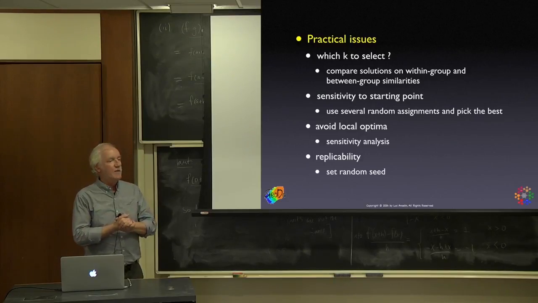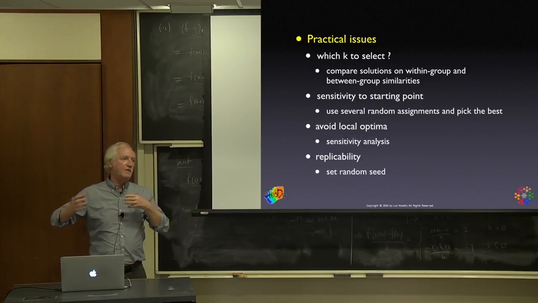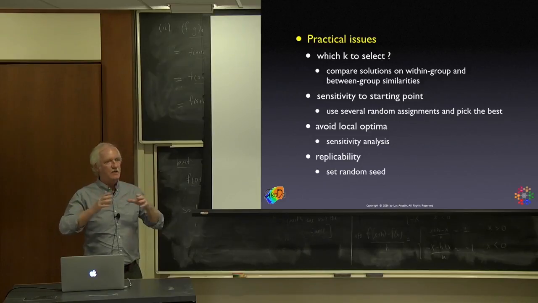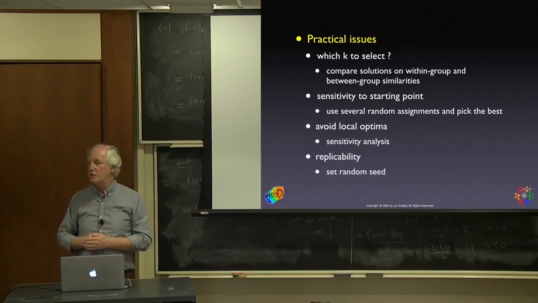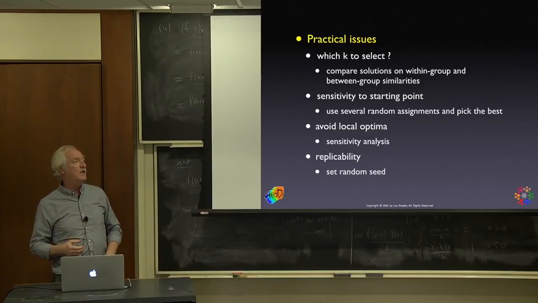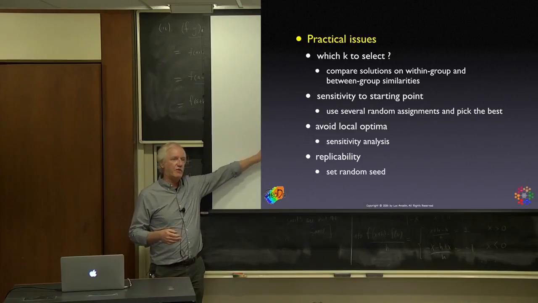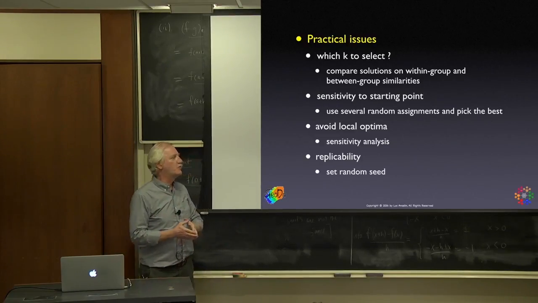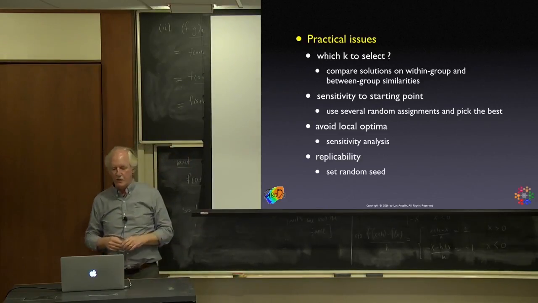So sometimes you want a grouping that maybe doesn't have the best measure on your objective function, but it's good enough and it makes more sense in terms of the grouping of the initial observations. Be aware of the sensitivity to the initial random assignment. You have to do sensitivity analysis to see if, I mean, you never know this for sure, but if you try enough different starting points and you always end up at the same thing, you can be fairly confident that you do not have a local optimum, that you're not trapped, in other words. And then for replicability, you set the random seeds.